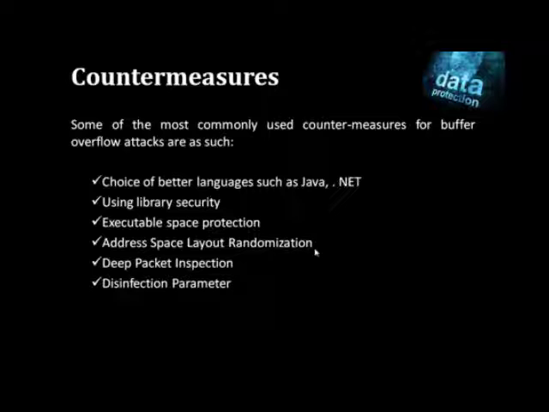Now, from an information security perspective, understanding these conditions would be futile if some countering mechanisms are not evaluated and employed. Some of the commonly used countermeasures for buffer overflow attacks are choice of better languages such as Java or .NET, using library security, executable space protection, address space layout randomization, deep packet inspection, and input sanitization.